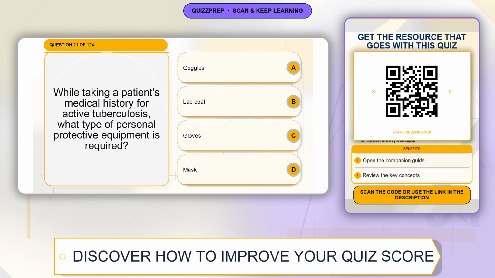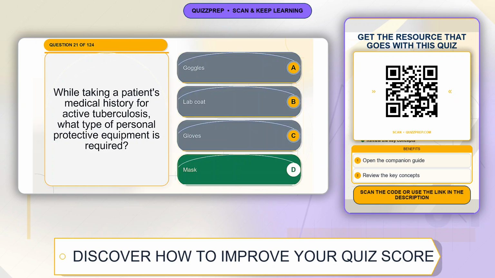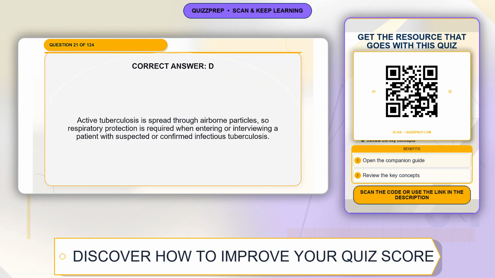Question 21. While taking a patient's medical history for active tuberculosis, what type of personal protective equipment is required? Option A, goggles. Option B, lab coat. Option C, gloves. Option D, mask. The correct answer is Option D, mask. Explanation. Active tuberculosis is spread through airborne particles, so respiratory protection is required when entering or interviewing a patient with suspected or confirmed infectious tuberculosis.